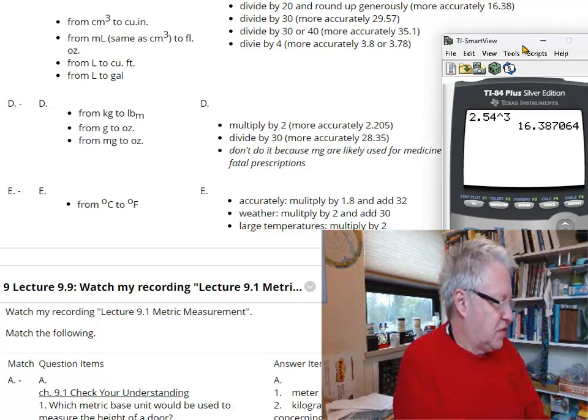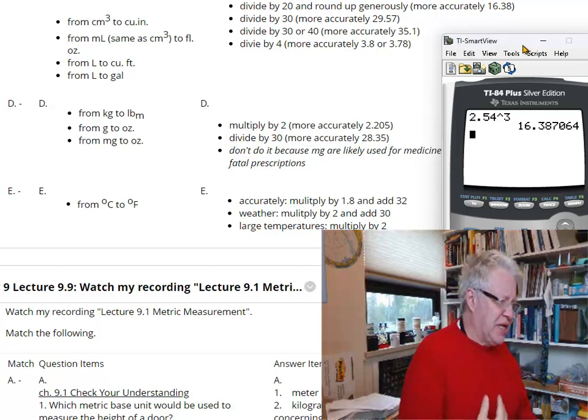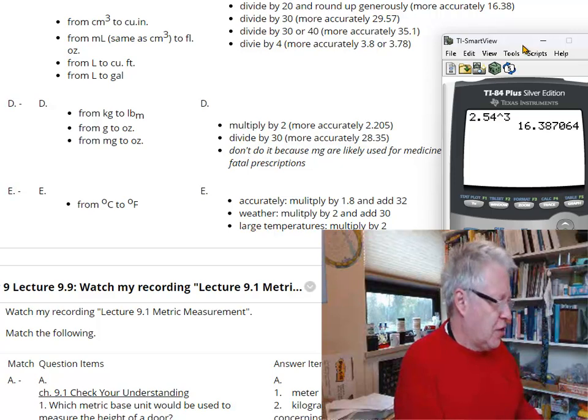Degrees Fahrenheit to degrees Celsius to degrees Fahrenheit, there are several conversions here. They are actually all the same, but depending on whatever you use it for. For weather, it's actually really simple. Multiply by 2, and add 30. It's an approximate value, but pretty darn close.